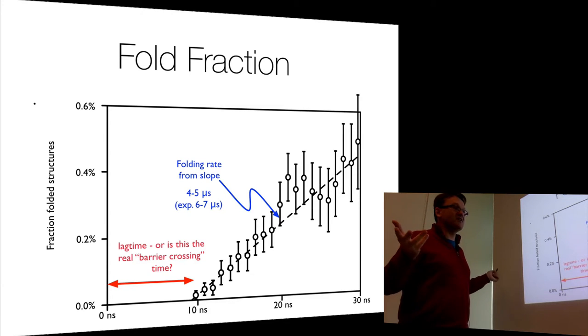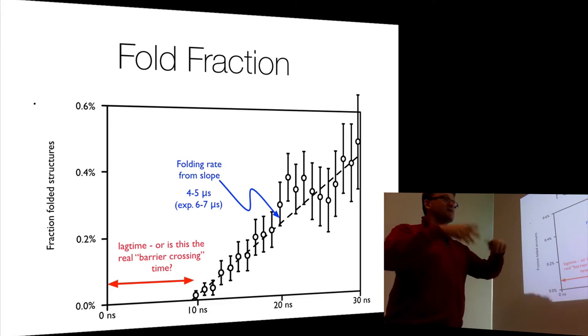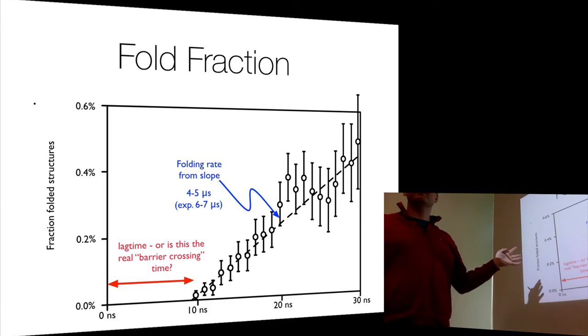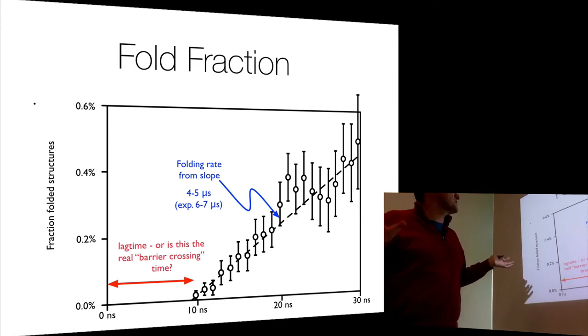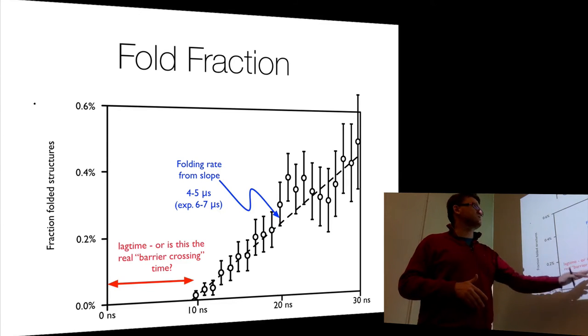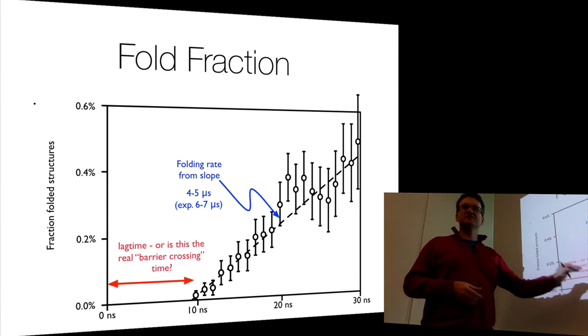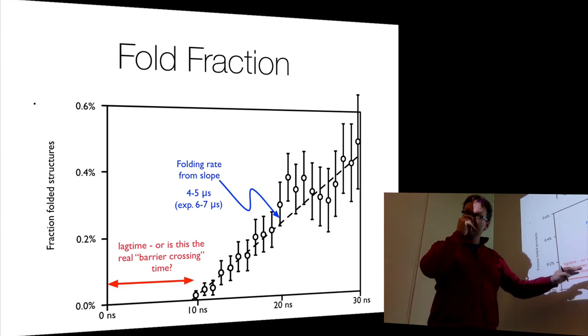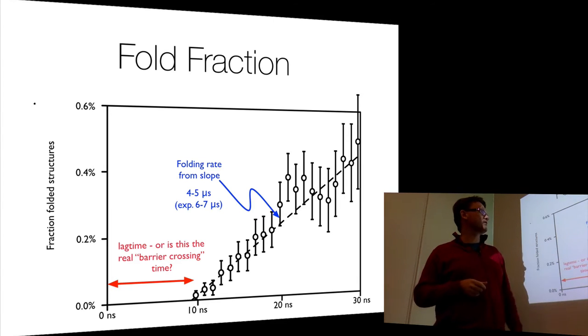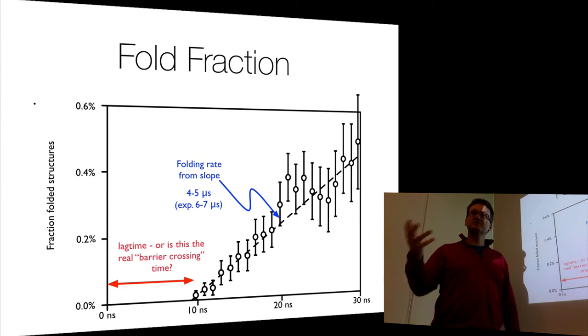Again, magic could happen here. After 1 microsecond, things started to unfold, and then they would refold or something, right? But that comes back to Occam's razor, that this is the simplest model you can imagine. When we simulate that, that does indeed lead to folding rates that correspond exactly to the experiment. So unless we have other evidence, there is no particular reason to believe that we have some more complex model.